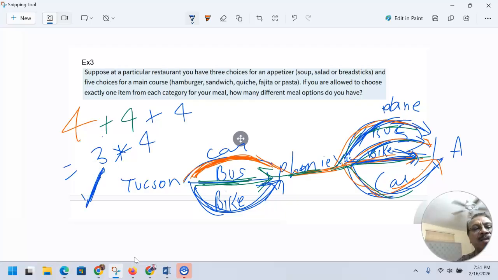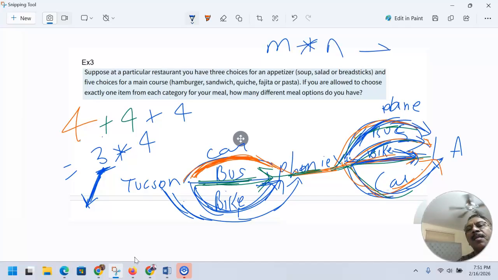This 3 is because the first part was going from Tucson to Phoenix. You can go by three ways. So that's 3. So in the formula, it is m times n. That's called the fundamental principle of counting.